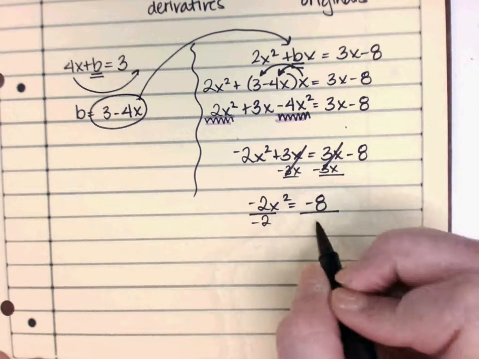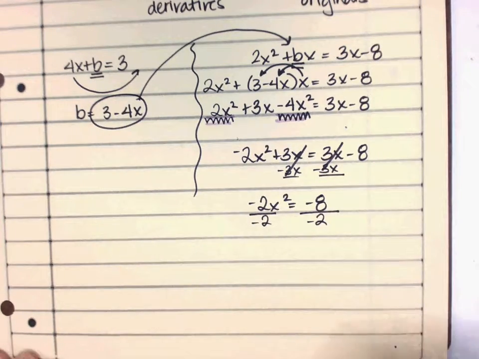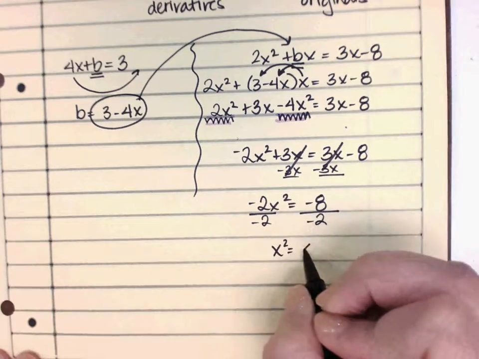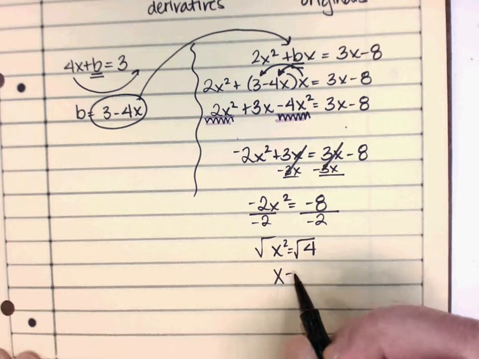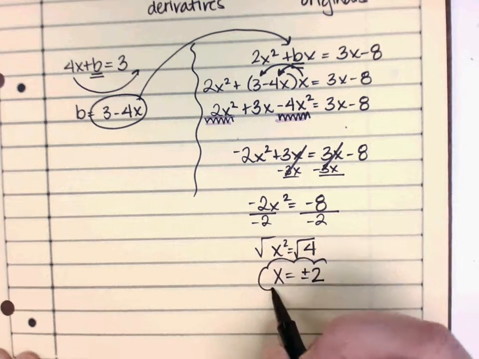Negative 2. Then x squared equals what? 4. Square root both sides. X equals plus or minus 2. Good that you remembered both.